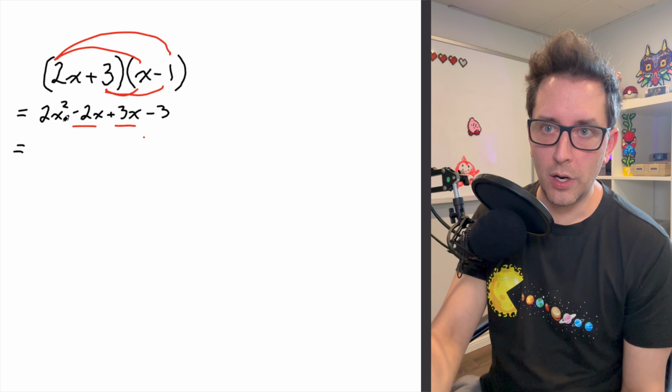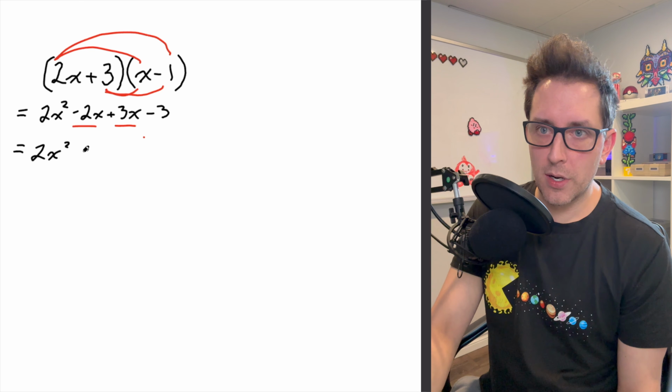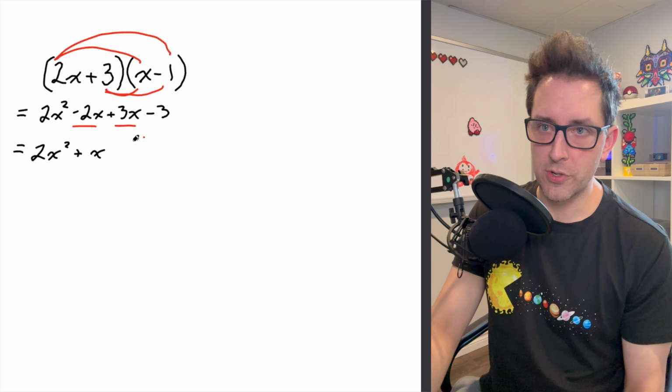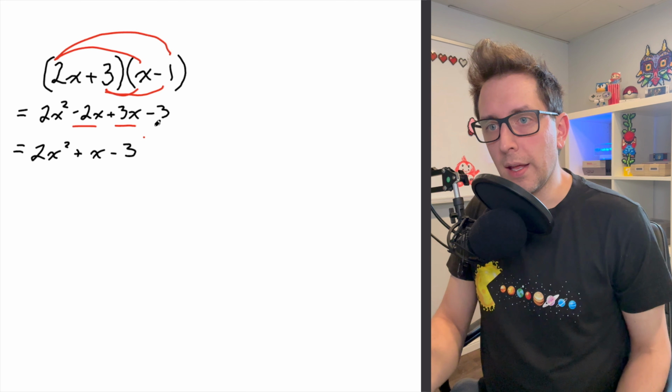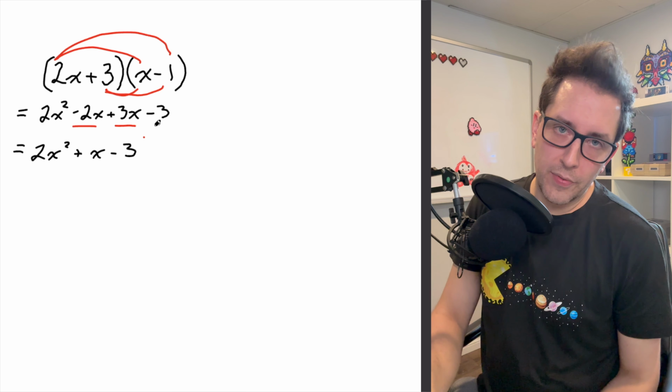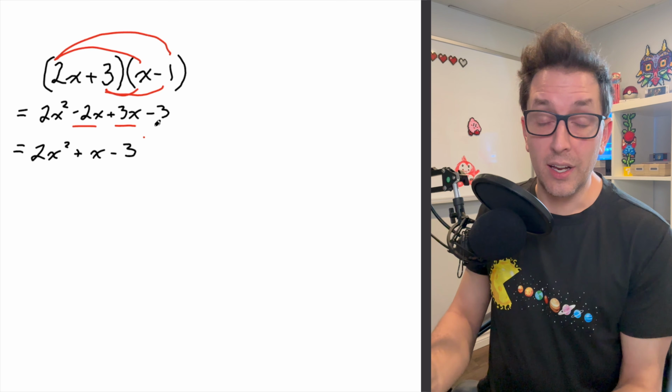So our end result here is going to be 2x squared, and our little collected like terms here is just going to be plus 1x, also known as just x, and our negative 3 coming along for the ride at the end of our expression. Okay, nice little simplified expression after applying the FOIL acronym to 2x plus 3 times x minus 1.